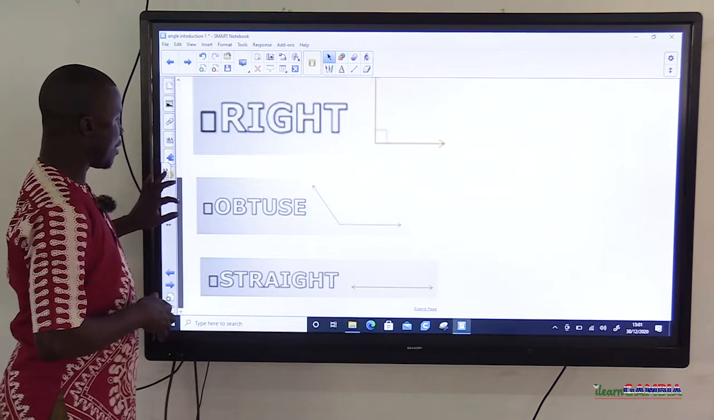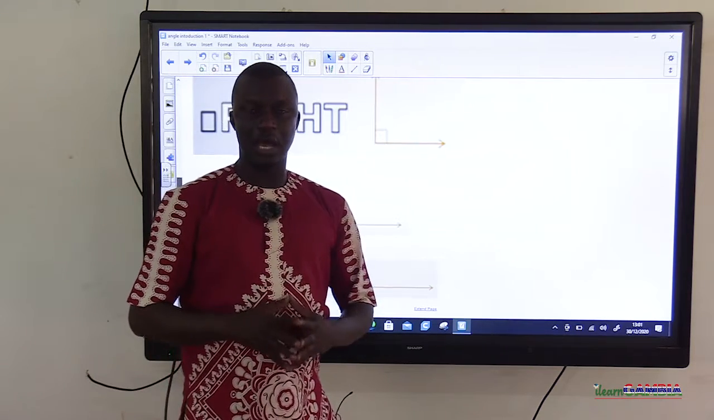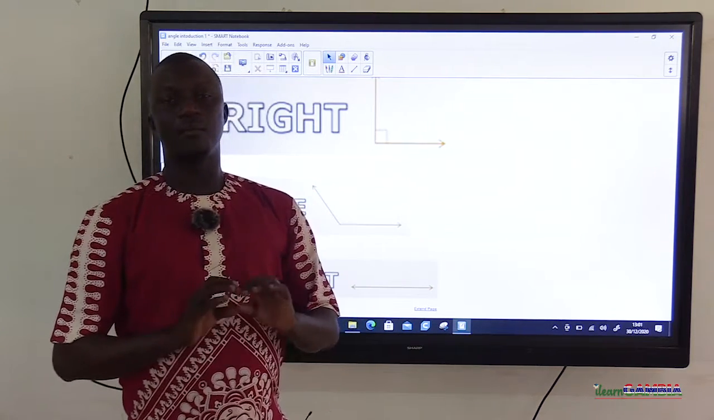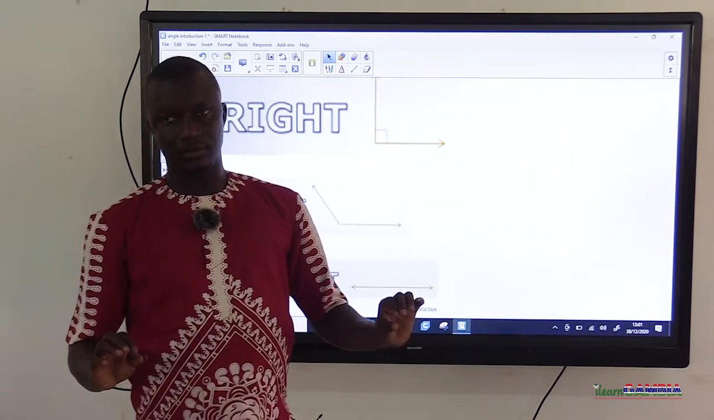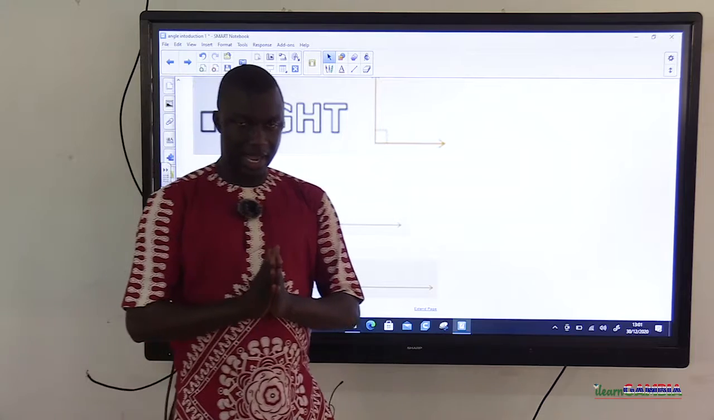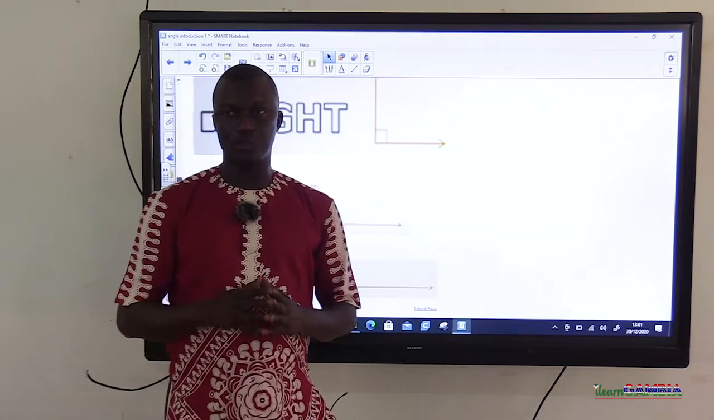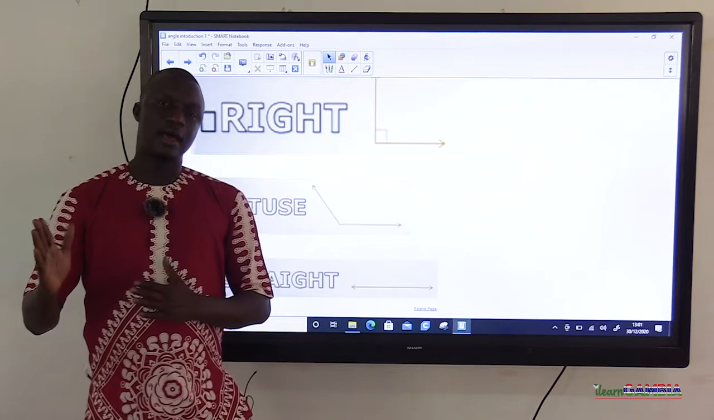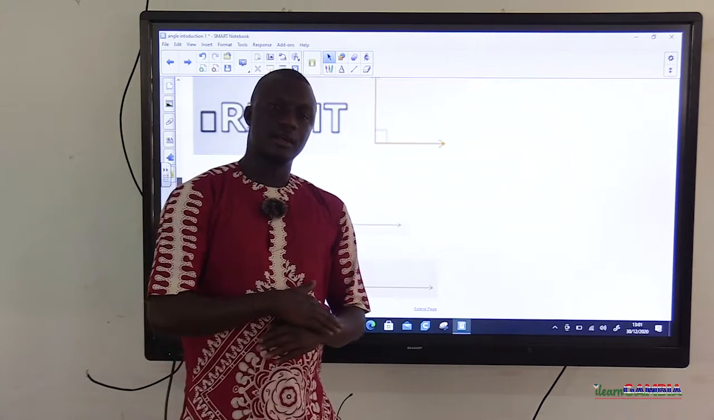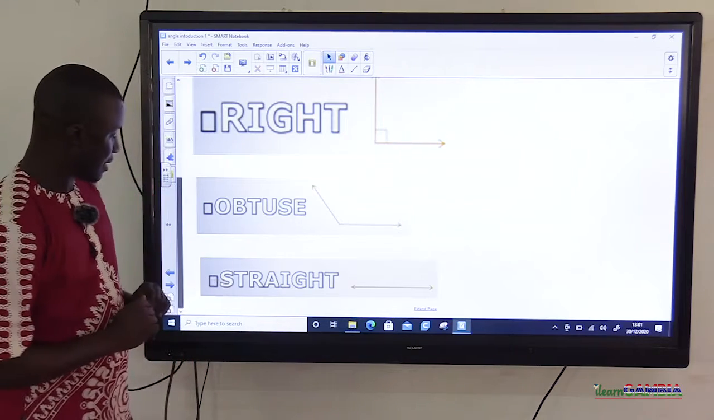We have another type of angles called obtuse angles. Obtuse angles are angles that are more than 90 but less than a straight line angle, less than 180. More than 90 degrees, that's a right angle, but less than 180 degrees. So therefore, obtuse angles lie between a right angle and a straight angle at 180 degrees.